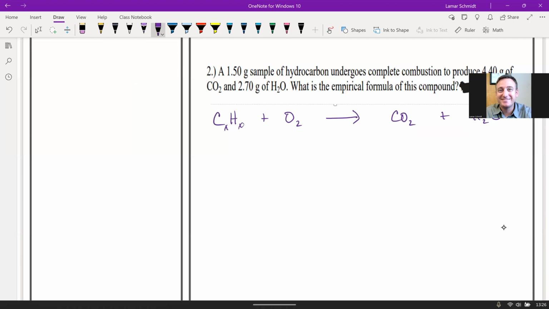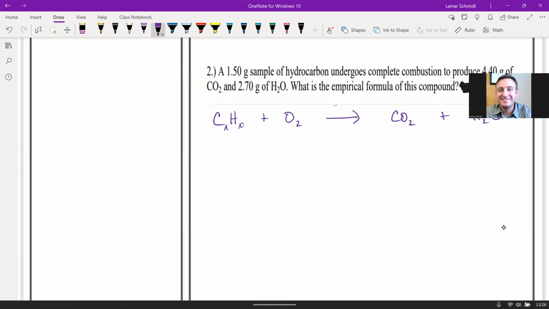All we're asked to do is to determine the empirical formula of that hydrocarbon. In order to do that, we're going to have to be a little bit fancy, because we don't have just percent composition or mass here to deal with. We have the mass of the products, and we don't have anything else to work with. So we're going to have to determine, based off of the law of conservation of mass, that we can come up with this ratio. All right, let's look at this.